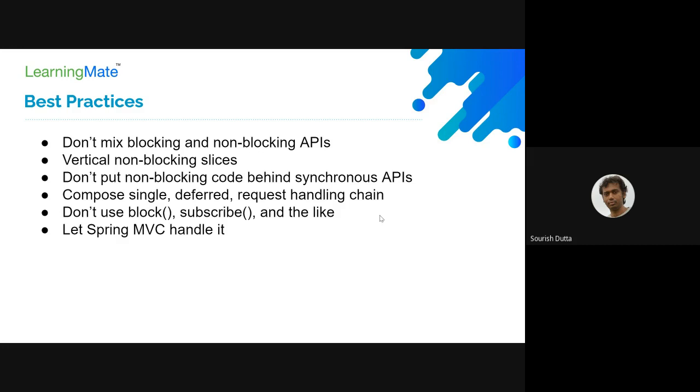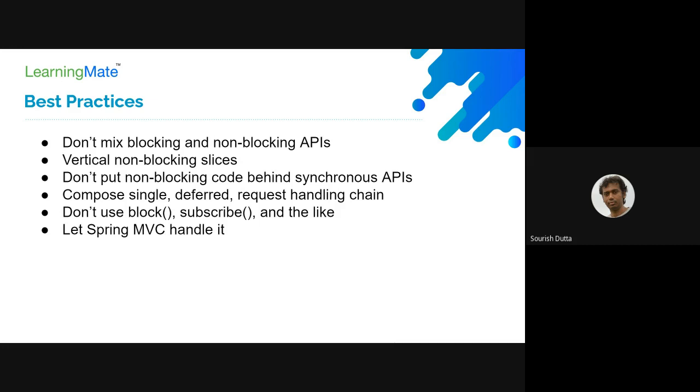Let your Spring MVC handle the asynchronous API call, right? And you can vertically break them into non-blocking slices. Like your services can be non-blocking Mono and Flux. Your reactive database can also be separate. And your clients also can be separated out vertically. You can break it down.